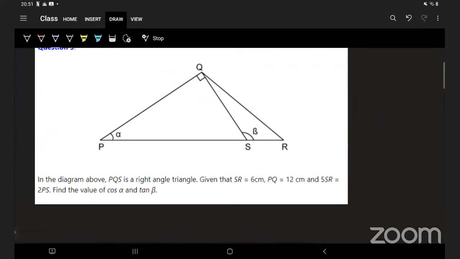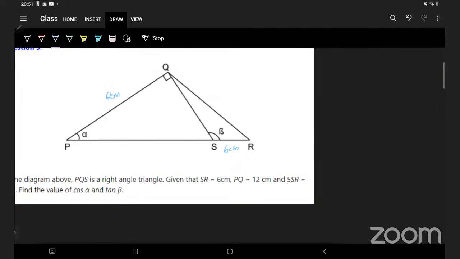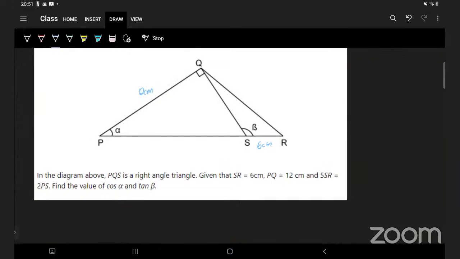In the diagram above, PQS is a right angle triangle. We see that here. Given that SR is 6 cm, let's label that real quick. PQ is equal to 12 cm, label that. And 5SR is equal to 2PS. Find the value of cosine alpha and tangent beta.